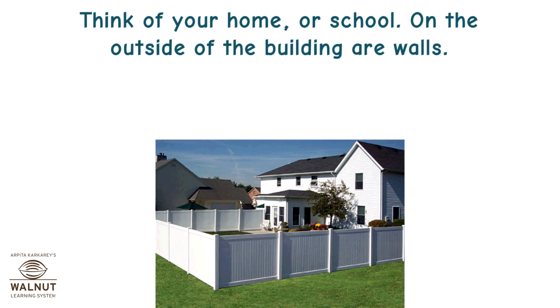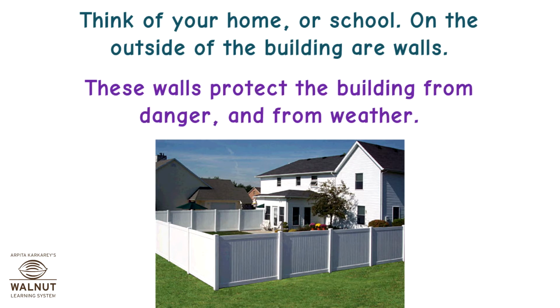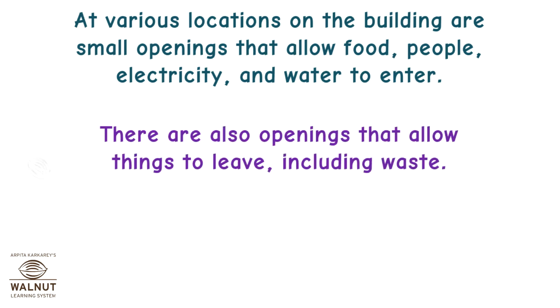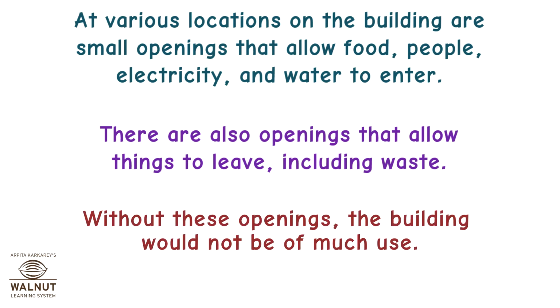Think of your home or school. On the outside of the building are walls. These walls protect the building from danger and from weather. At various locations on the building are small openings that allow food, people, electricity, and water to enter. There are also openings that allow things to leave, including waste. Without these openings, the building would not be of much use.